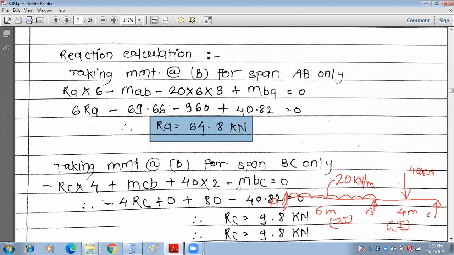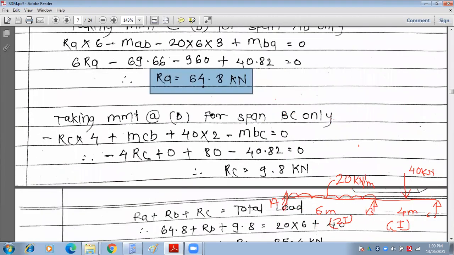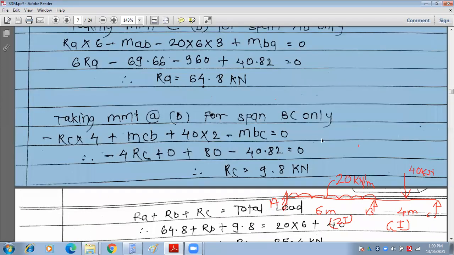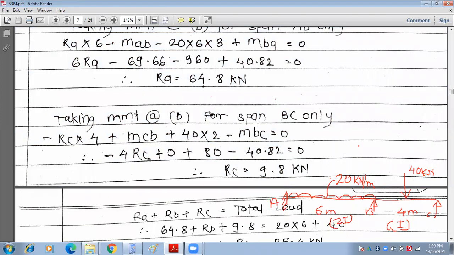Now similarly, to work out the reaction at C, we have to take the moment at B, and for the span BC, now only we have to consider the span BC here. Again, take RC into perpendicular distance 4, an anti-clockwise moment, that's why minus. Now here moment BC and CB. CB moment is 0 as we know, and the BC moment we have calculated is 14.82, and this 40 kilonewton point load makes a clockwise moment of 40 into 2, it becomes 80. Now simplify this one, you will be getting the reaction RC.